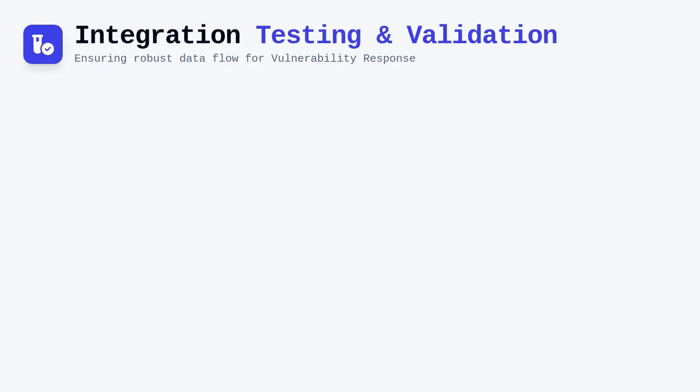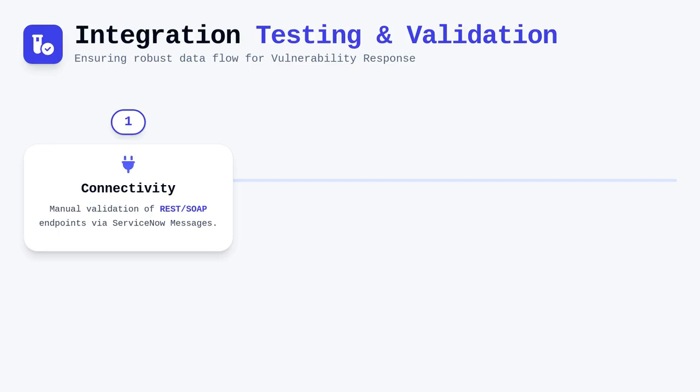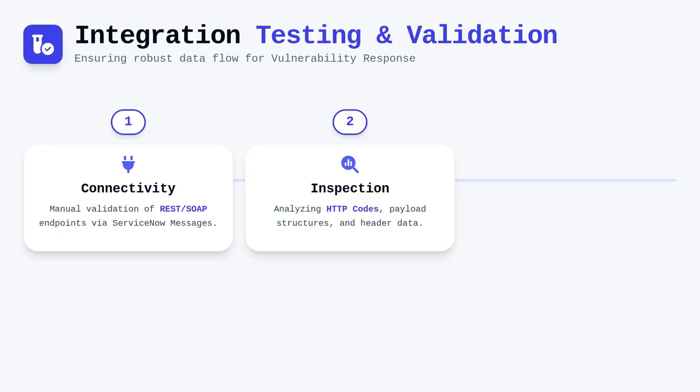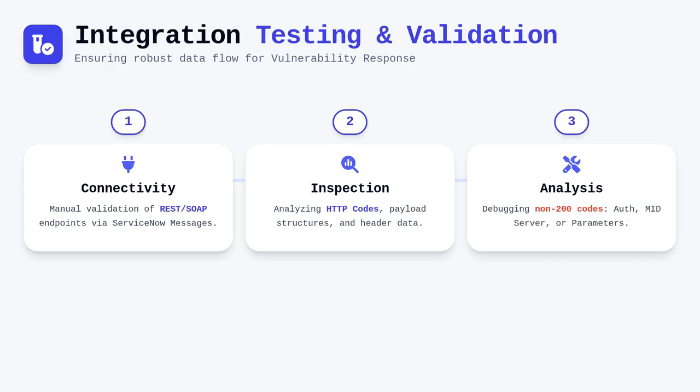Finally, we must consider the rigorous testing required to ensure these integrations remain robust under stress. Developers often rely on unit tests for code, but here we require connectivity validation by manually testing REST or SOAP endpoints using the ServiceNow REST message or SOAP message functionality. By triggering a test message, we can inspect the raw HTTP response codes, payload delivery structures, and header information before formalizing the scheduled jobs. If a payload returns a non-200 status code, we analyze the response body to determine if the issue stems from a faulty authentication, a misconfigured MID server, or an invalid request parameter.